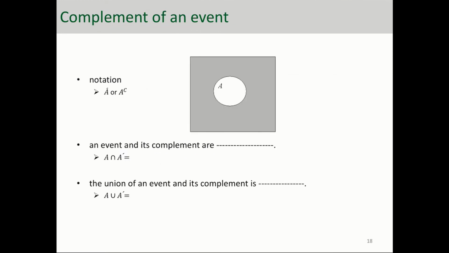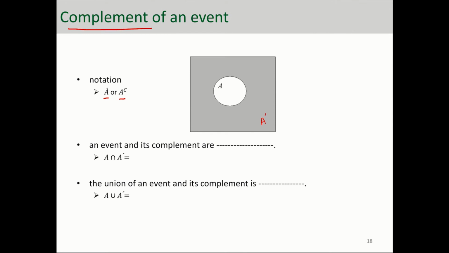Another relationship is the complement of an event, and we show that with A prime or A superscript C. The complement of an event is an event that has all the outcomes that are outside of that event. So basically this shaded area in this Venn diagram is A prime, or A complement.